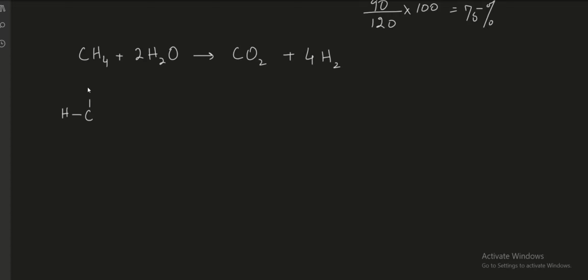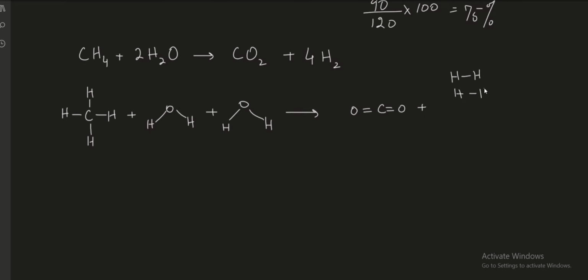So in methane, carbon forms 4 bonds with hydrogen, 4 single covalent bonds. Then we have 2 water molecules. This is the first water molecule, then the second water molecule. And on the product side, we have 1 molecule of carbon dioxide and 4 molecules of hydrogen.